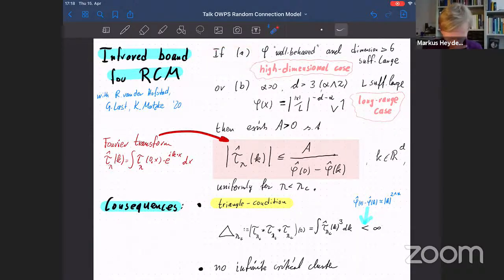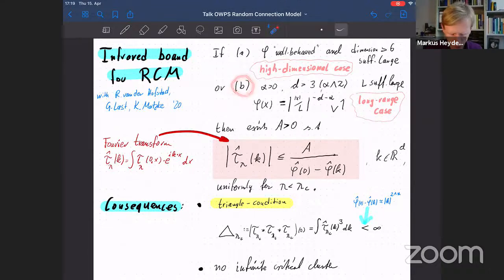So we have these two regimes. Either this phi satisfies some very soft assumptions, which I summarize under well behaved, and the dimension is sufficiently large. I can't really tell you how large, it also depends on phi, but you should read this as: there is a dimension d0, which is at least 6, such that for all dimensions larger than this d0, the following is true. This is why I call this the high dimensional case. This d0 is implicit, it's not computed, but it's computable.